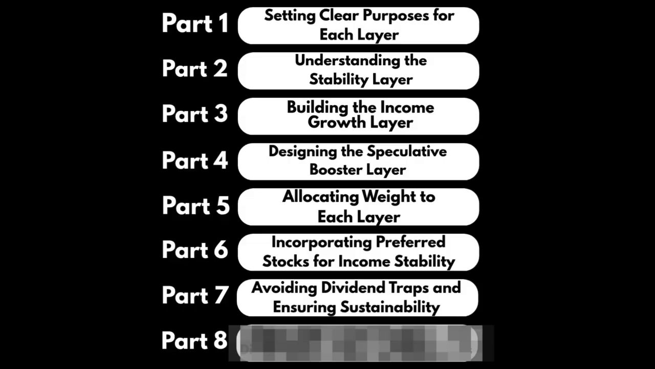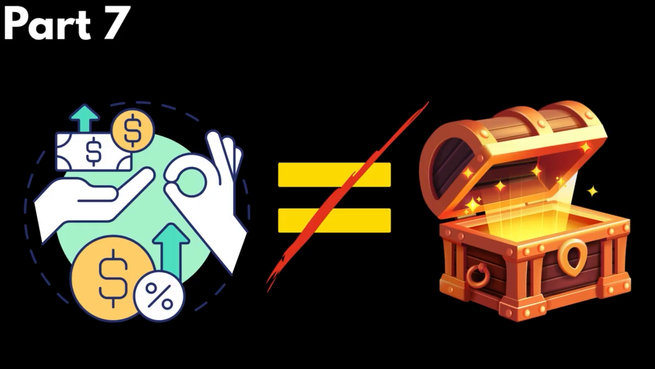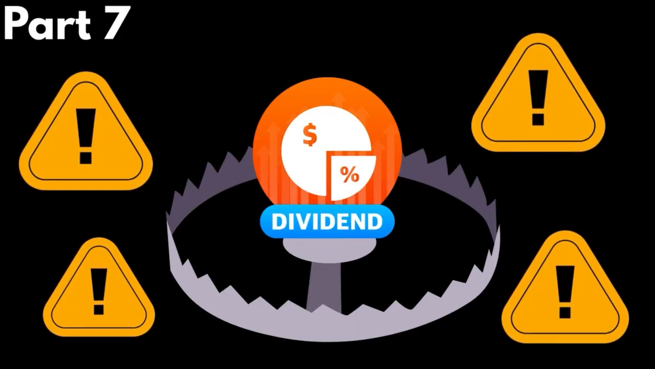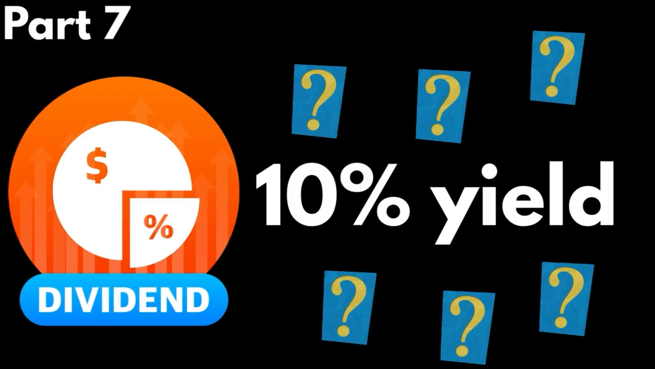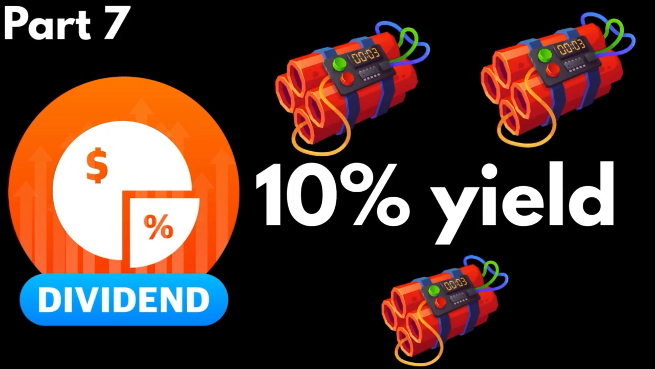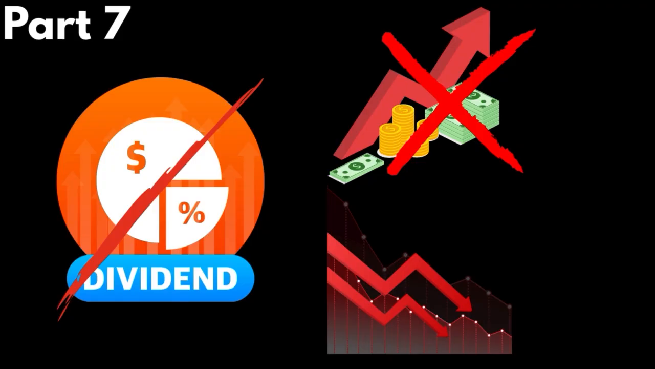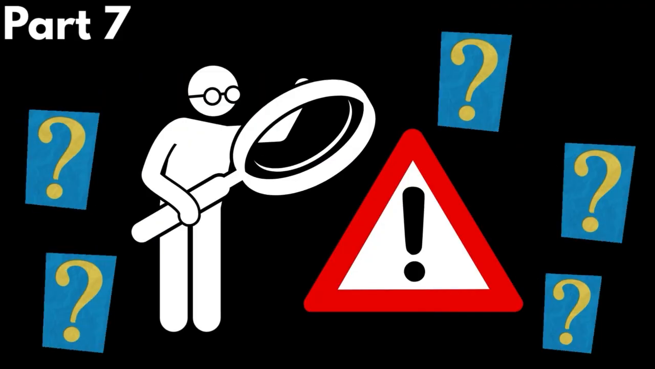Part 7. Avoiding dividend traps and ensuring sustainability. High yield does not always mean high reward. Sometimes it is a trap. A dividend trap. That stock promising 10% yield? It might be a ticking time bomb. Because when the dividend gets cut, your income disappears, and the stock price tanks right after it. Here is how to spot the danger before it hits.